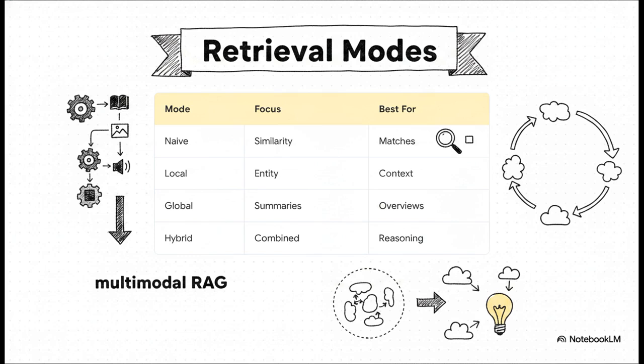But the real star of the show here is hybrid. It combines local and global retrieval, making it perfect for comprehensive answers that require both broad context and deep, specific reasoning across totally different types of data.